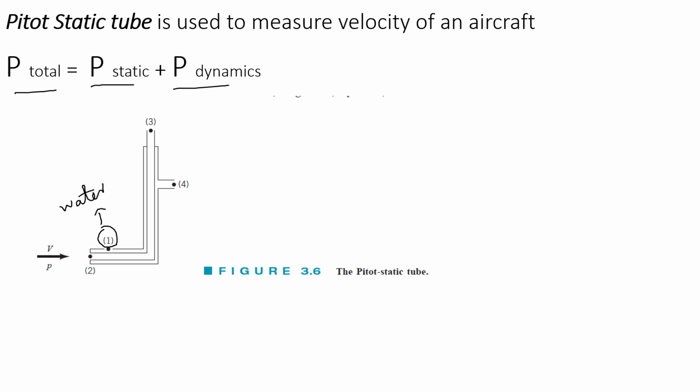So what happens is the air enters here, and then we have two ports. One is this port, point 4, and the other is at point 3. So the air moves up to point 4 and up to point 3, and at point 4 we measure the static pressure.